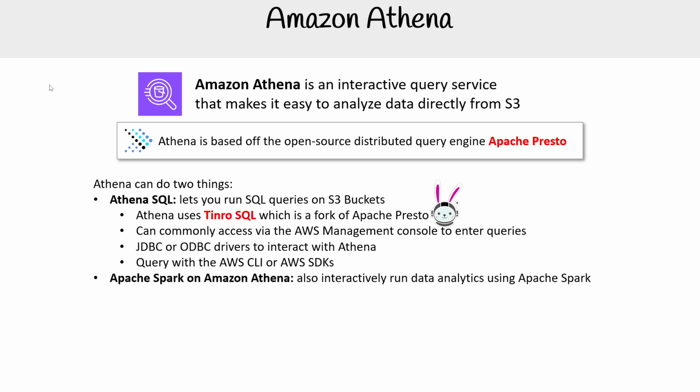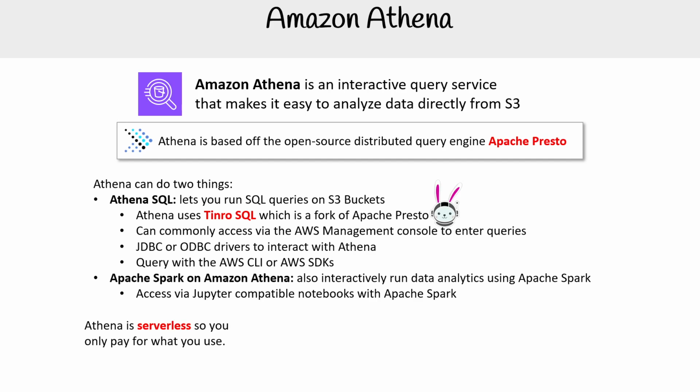The other part of Apache is it has Apache Spark on Amazon Athena. So Athena used to just be Athena SQL, it was just called Athena. And so now they have this Amazon Athena with Apache Spark. So this is where you can interactively run data analytics using Apache Spark. You access everything via a Jupyter compatible notebook with Apache Spark. So you basically are writing code in a notebook. Athena is serverless, so you only pay for what you use.